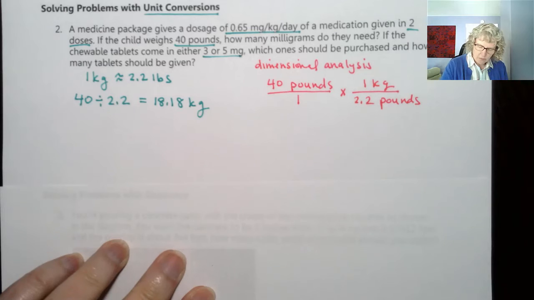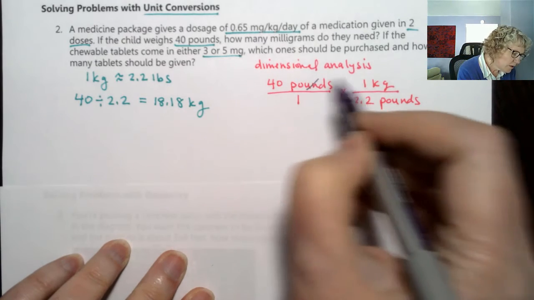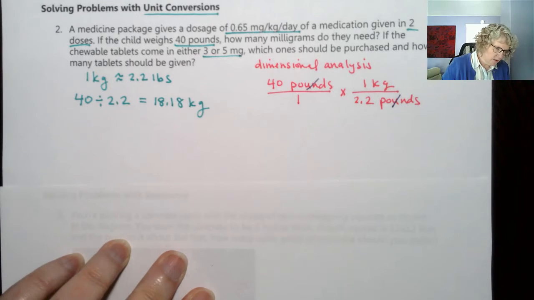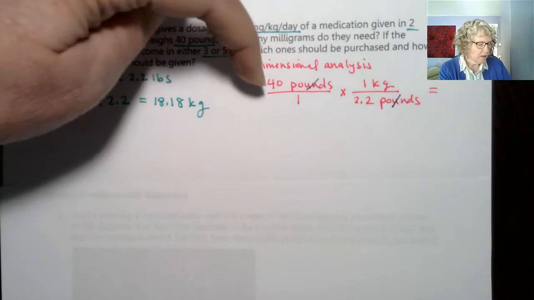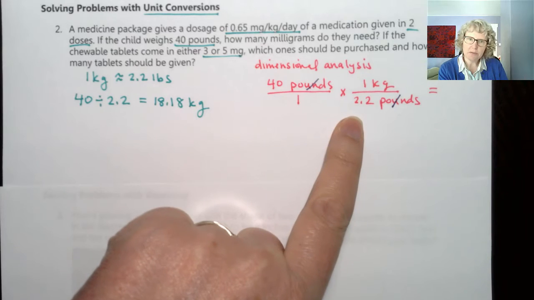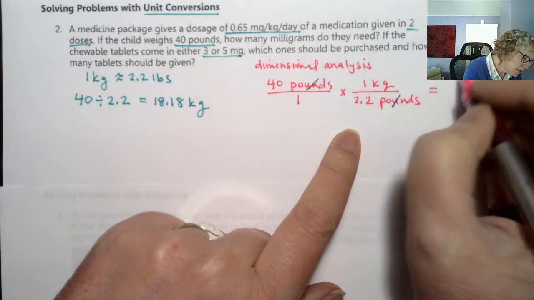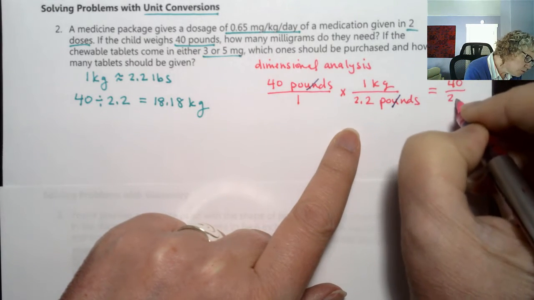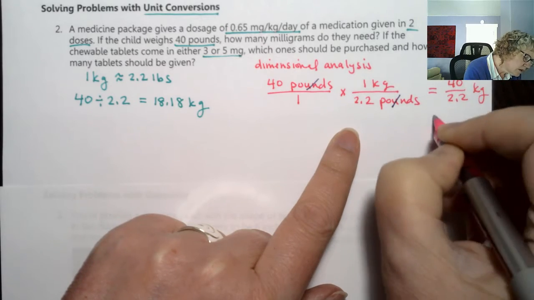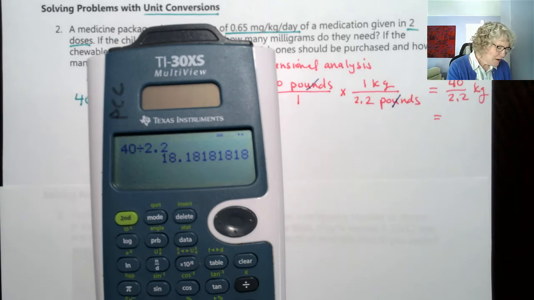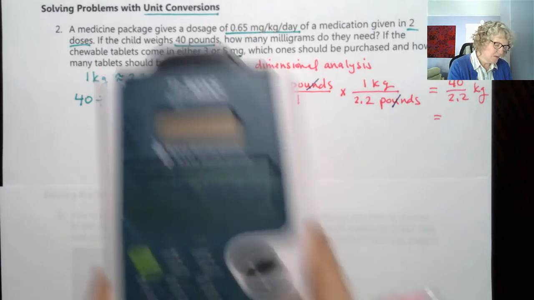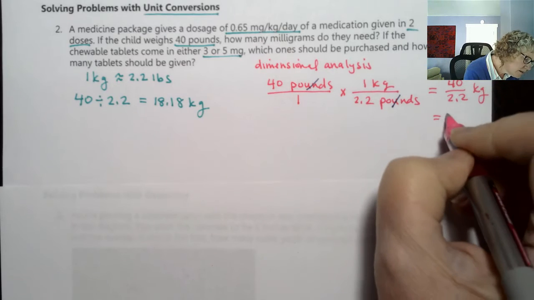Okay, so then because the units of pounds cancel out, we're going to end up with kilograms at the end, and that's what we want. And notice how, because you multiply fractions straight across, this is in the bottom, so we're going to divide. So it does end up to be 40 over 2.2 kilograms. And we have that. I could type it in again, but I've still got it right there. 40 divided by 2.2 is 18.18.